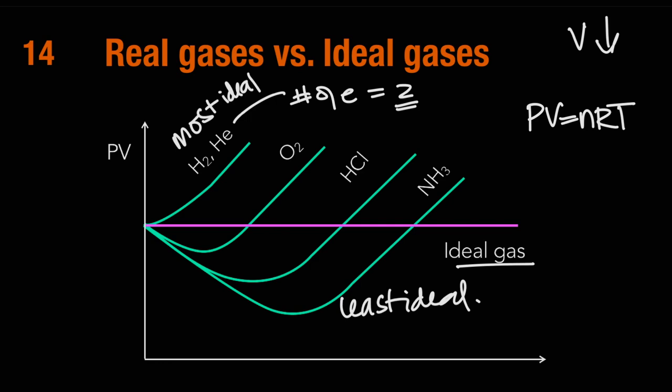So my unideal conditions are high pressure and low temperature. Which means the best conditions are low pressure and high temperature. Why? Because I want large volumes. The larger the volume, the two benefits.